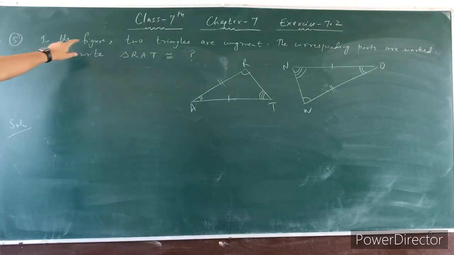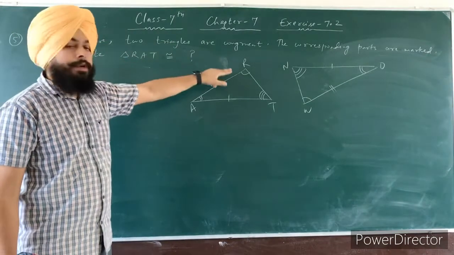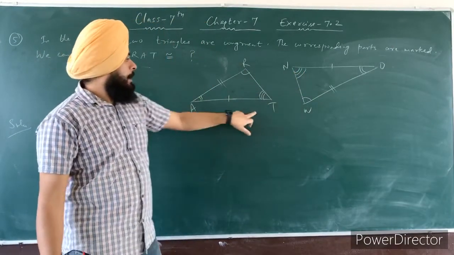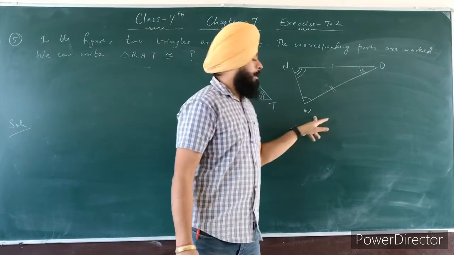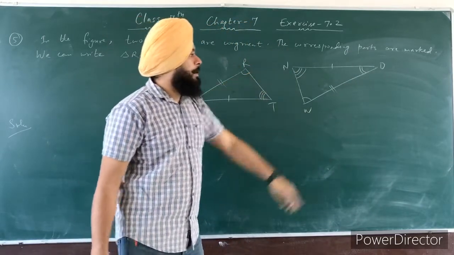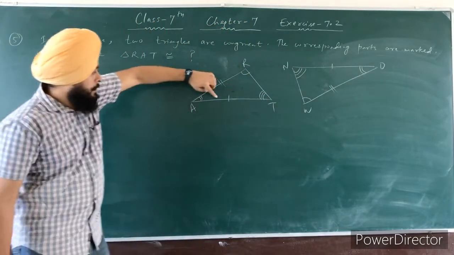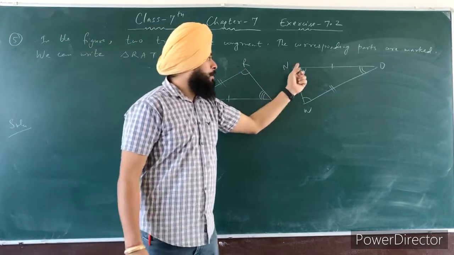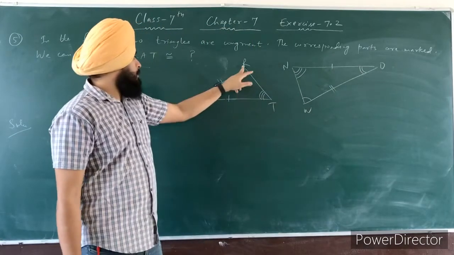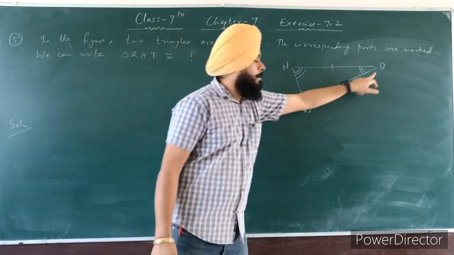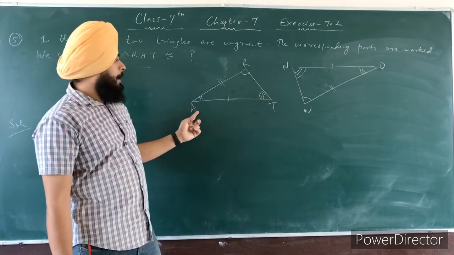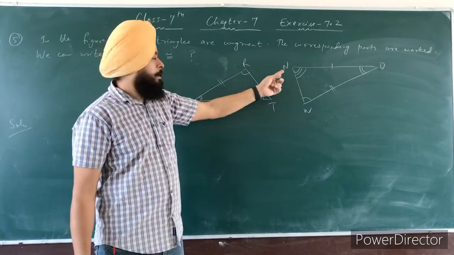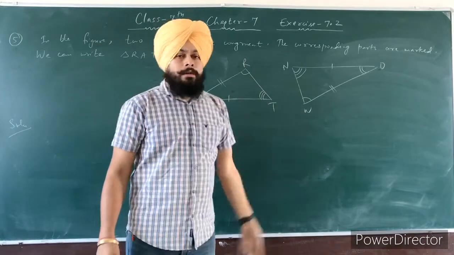The question is: in this figure, two triangles are congruent. These are the two triangles which are congruent, RAT, and the other triangle is NOW. Alright, the corresponding parts are marked. So you can see here, this is the mark for equality. AT side is equal to NO. This one, RA side is equal to WO, angle A is equal to angle O, angle T is equal to angle N, angle R is equal to angle W.